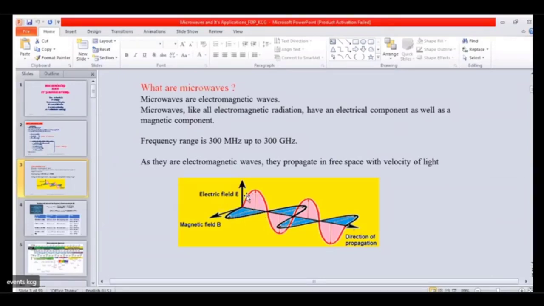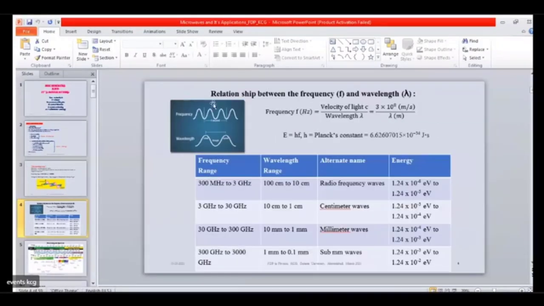The meaning of this is that the electric and magnetic field component variations are perpendicular to each other, and the direction of propagation is perpendicular to both the electric field and magnetic field. So we call it a transverse electromagnetic wave.